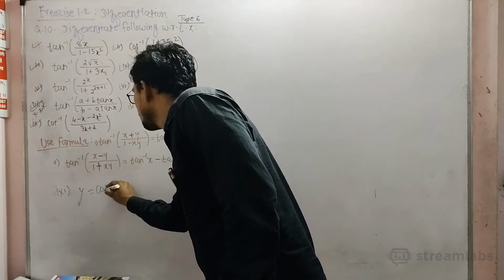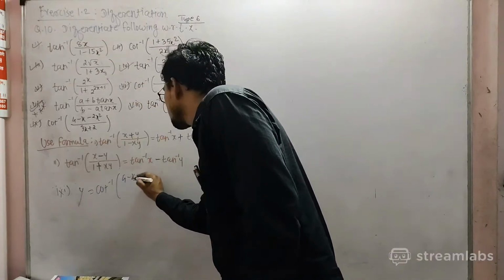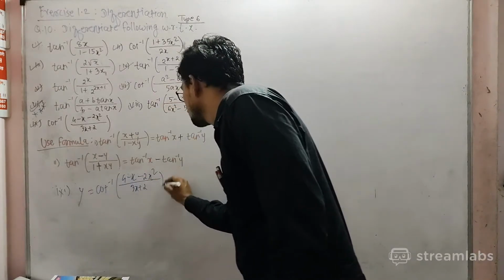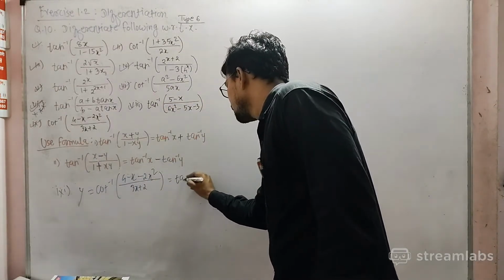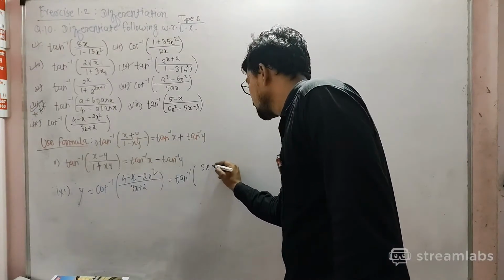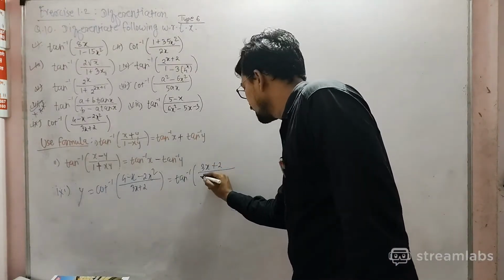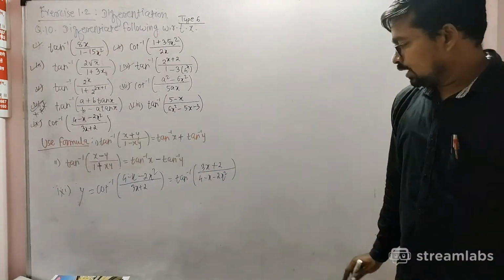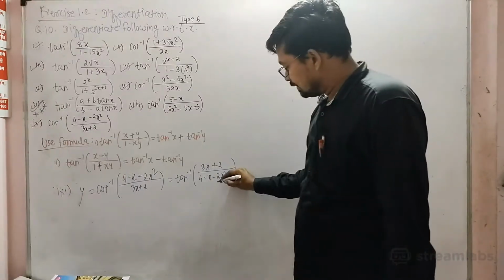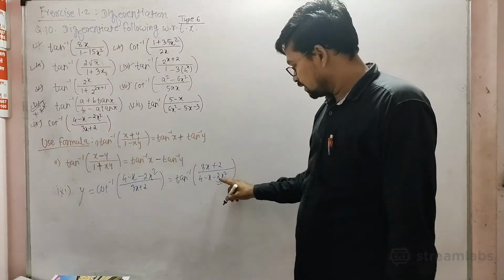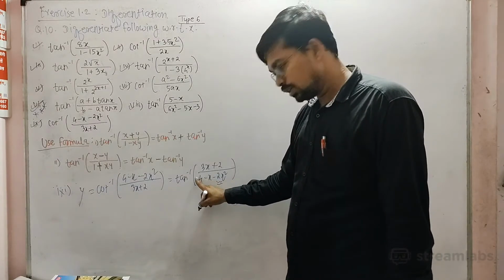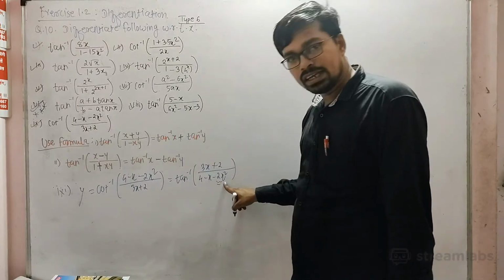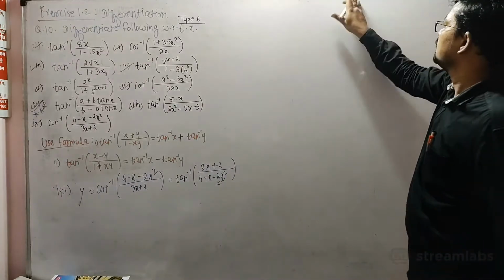y is equal to cot inverse of 4 minus x minus 2x square upon 3x plus 2. Okay, so we can convert this problem into tan inverse. So 3x plus 2 in the numerator and 4 minus x minus 2x square in the denominator. Okay, let's see here. Now, if there is a minus sign for x square, then subtract this polynomial from 1, if there is a plus sign for the polynomial, then add.